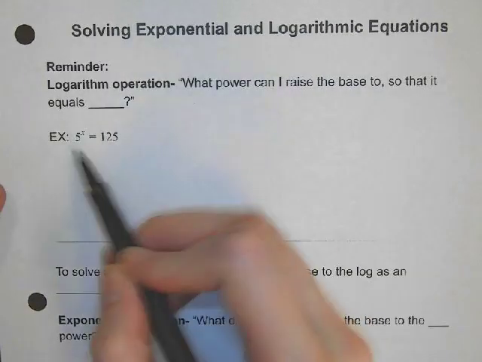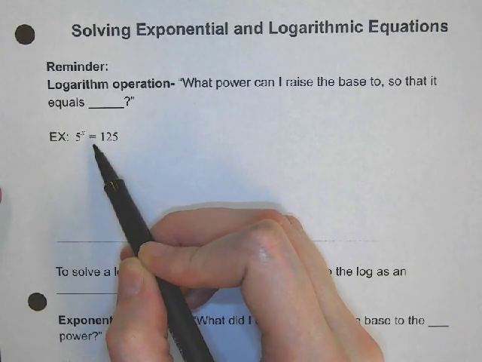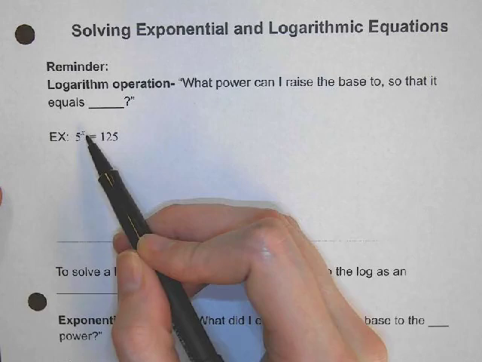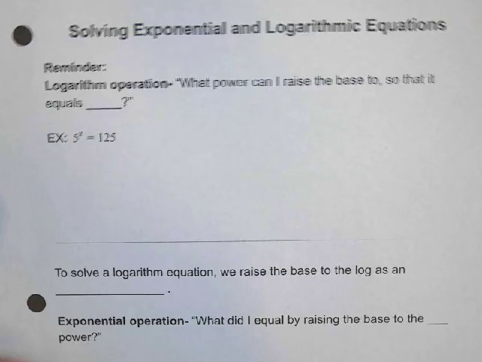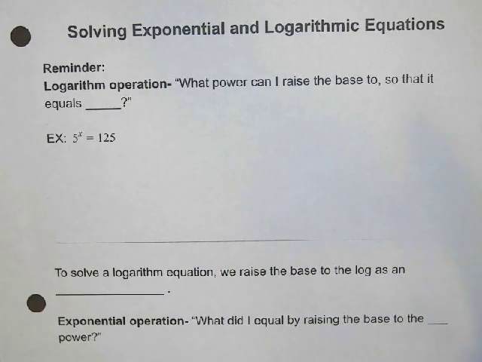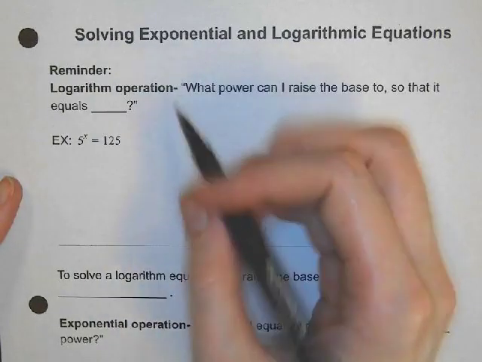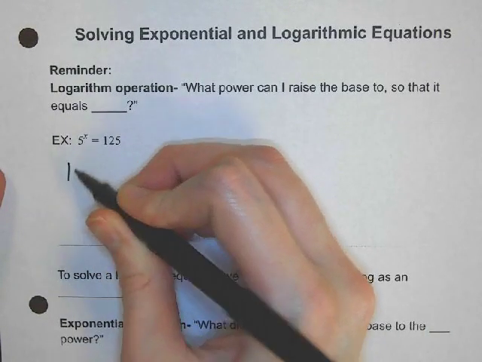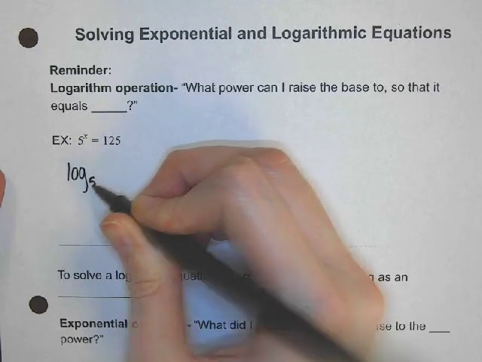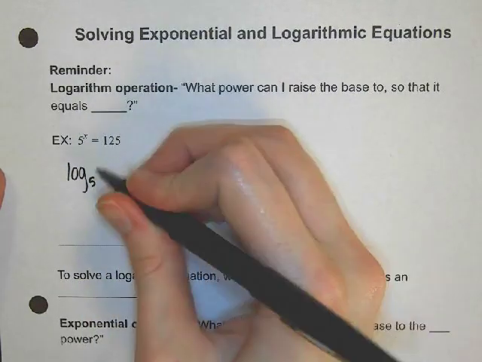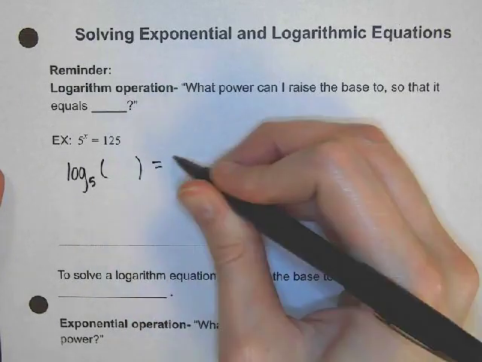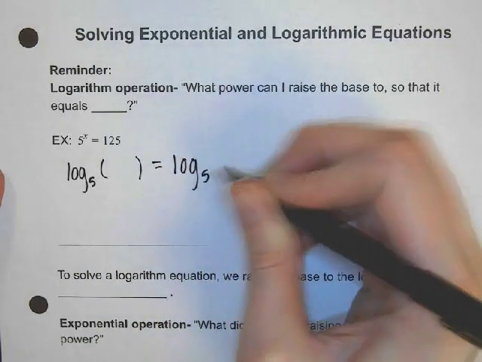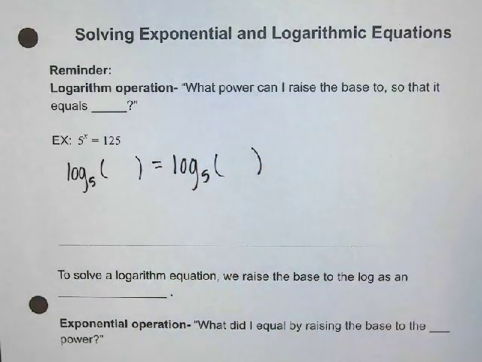So if I want to solve for this one, my goal is to figure out what x would be. What power can I raise 5 to so that I equal 125? To do so, there's an operation called a logarithm. Since I want to get rid of the base of 5, I'm going to do a logarithm base 5, which is how you read this, to both sides of the equation. And I will go over in just a moment what a logarithm actually does.